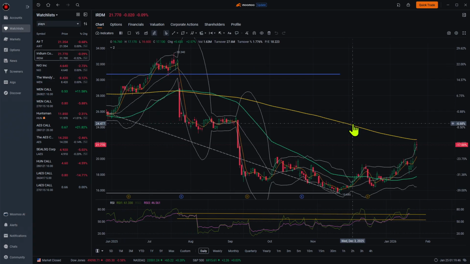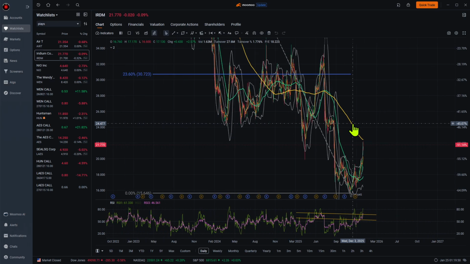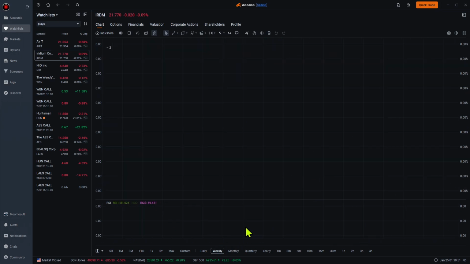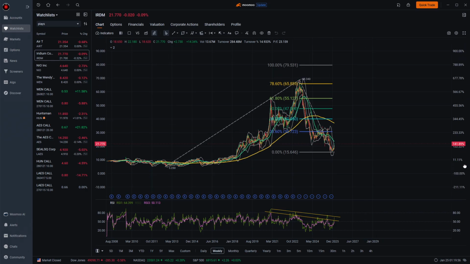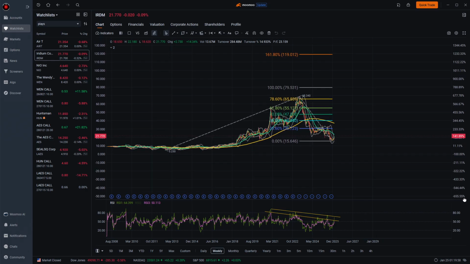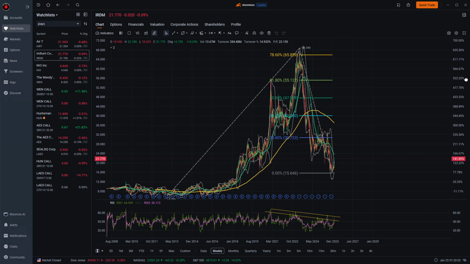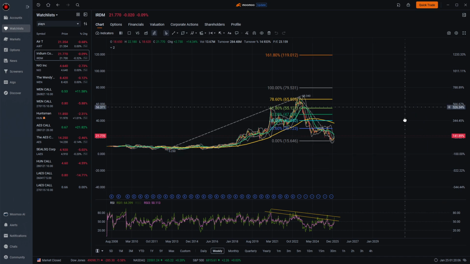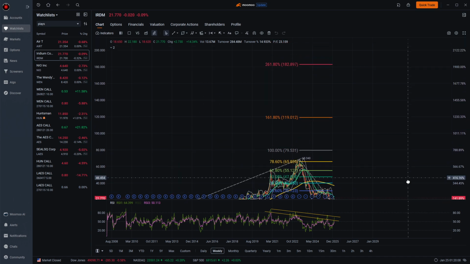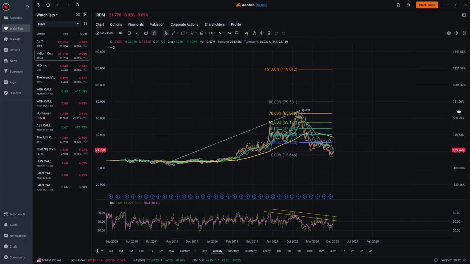Okay, so now we can go to my target for Iridium. And it's stupid. $120. And it could squeeze much higher than that. 182 something.